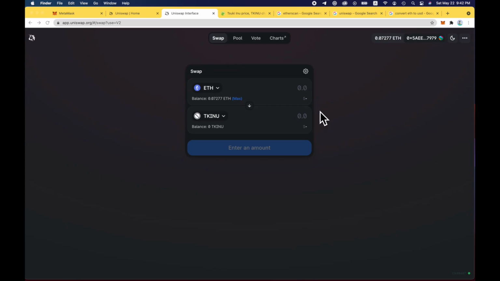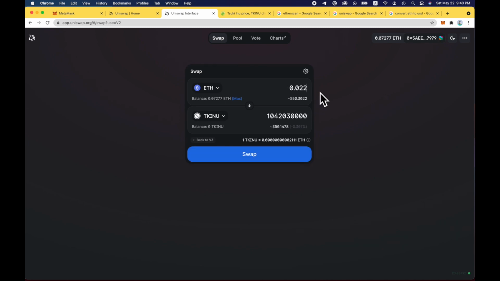Going to take about 50 US dollars worth of ETH and swap it out for TKINU. So using a converter, you can just determine that 50 US dollars right now is 0.022 ETH. And as you can see, there's a nice little conversion that Uniswap provides. 0.022 ETH is approximately 50 US dollars.